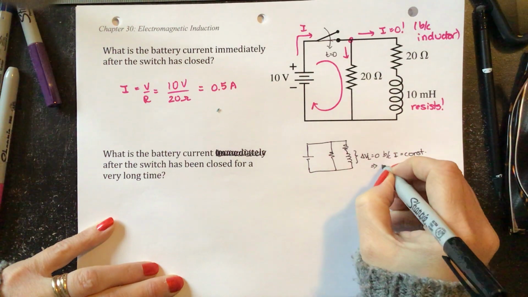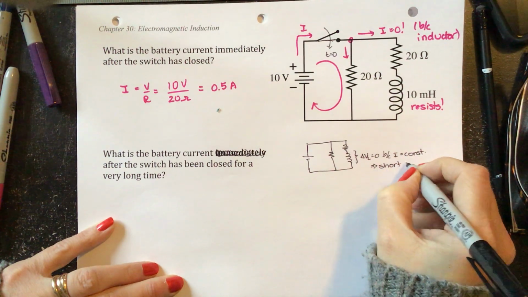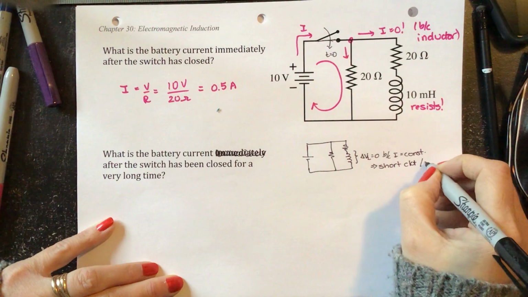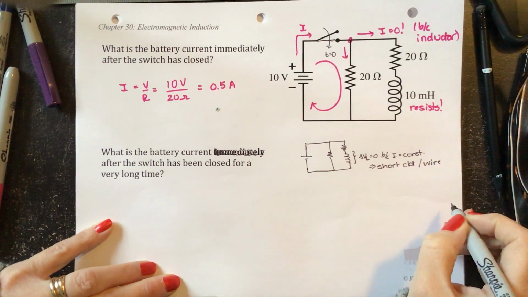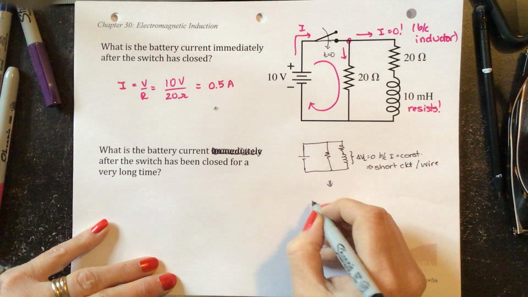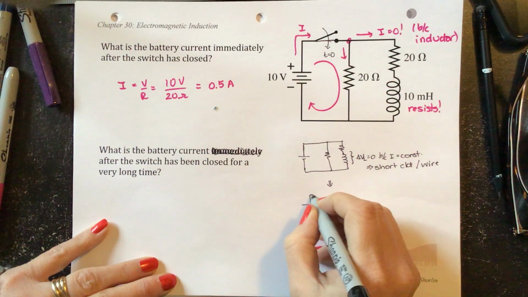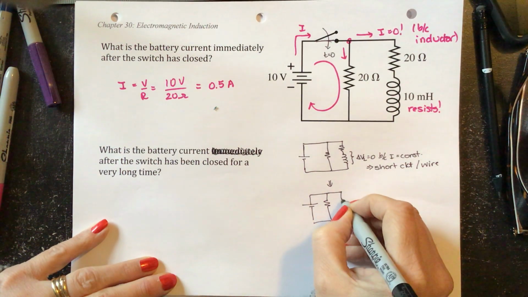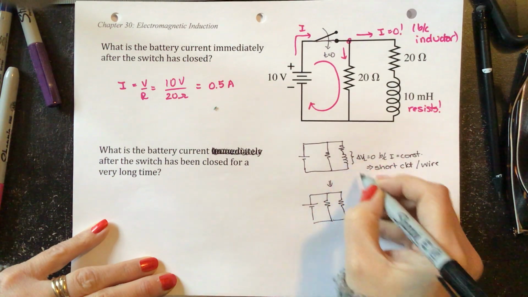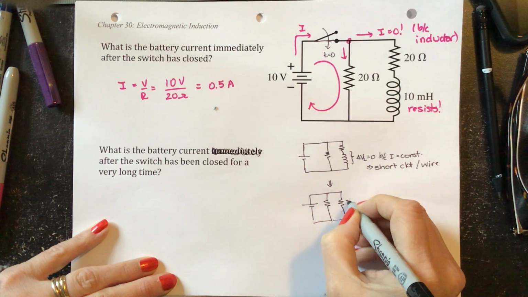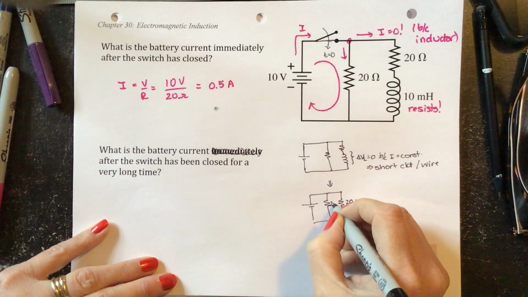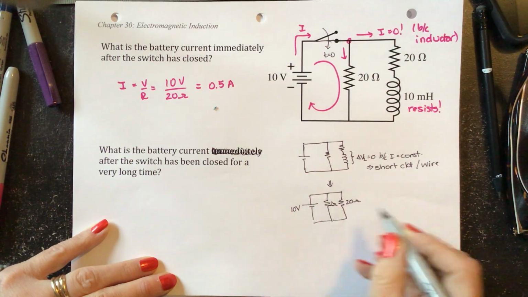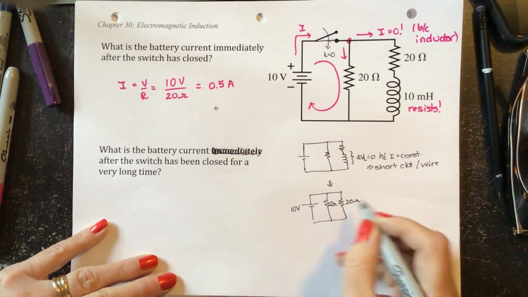That means it's like a short circuit, or just like a plain piece of wire with no resistance. So we could redraw our circuit. Got our 10 volt battery, our 20 ohm resistor, and our 20 ohm resistor, and the inductor has been replaced by a piece of wire. This is a simple circuit that we know how to deal with.